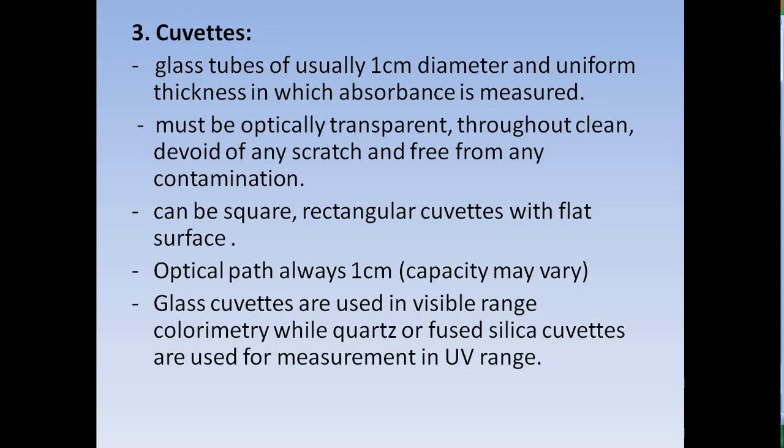Glass cuvettes are used in visible range colorimetry, while quartz or fused silica cuvettes are used in measurement in the UV range. Here in colorimetry only the visible range is used, but in spectrometry or spectrophotometry, we can use UV range or UV light.